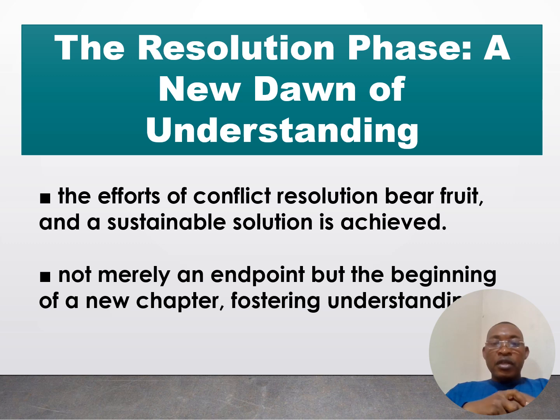The last stage in the conflict cycle is the resolution phase. You need to know that this is the pinnacle of the conflict cycle. Here, at this stage, the efforts of conflict resolution start to bear positive fruit, and a sustainable solution is achieved at that resolution stage. This will involve reconciliation, because conflict has been resolved and you now have to reconcile.